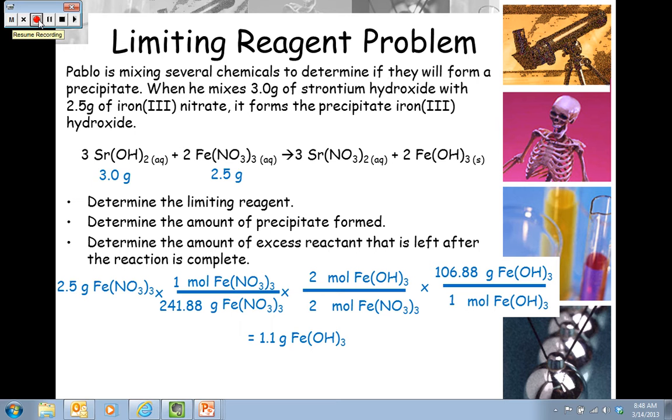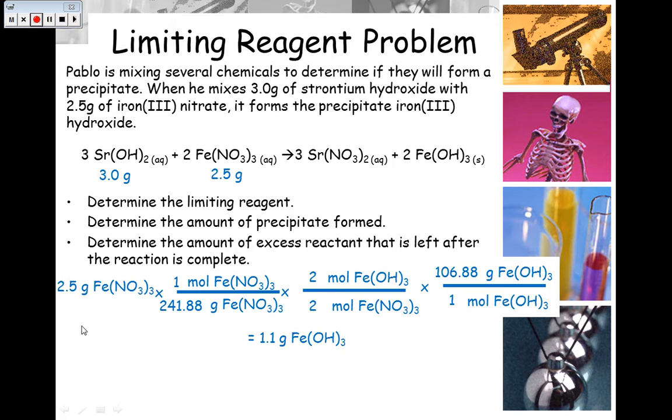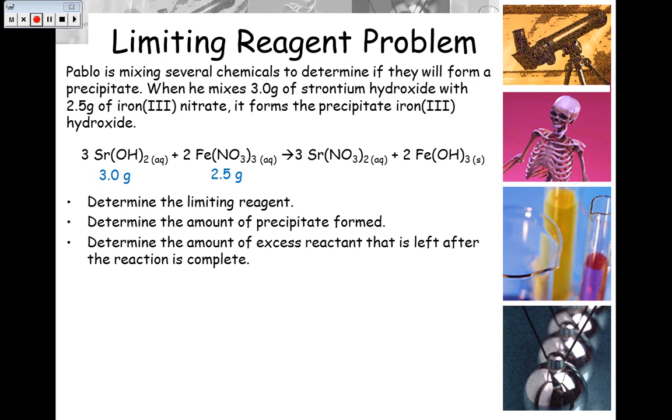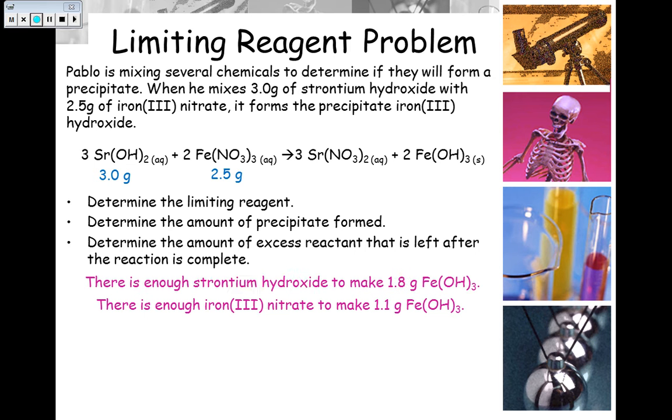Alright, so when you do the math, you get 1.1 grams. Between the previous prediction that gave you 1.8 grams versus this prediction that's giving you 1.1 grams, which one do we like better? 1.1. Why is it that we like the 1.1 better? Because it's less, right? We always go with the smaller prediction. So we can say that the 1.1 gram is going to be your theoretical yield. If that's your theoretical yield, that means limiting reactant is going to be iron nitrate because iron nitrate is the one that gave you the 1.1 grams of iron hydroxide.